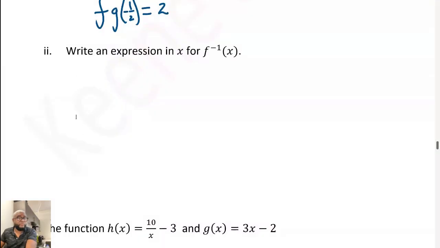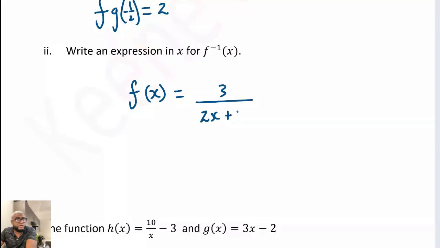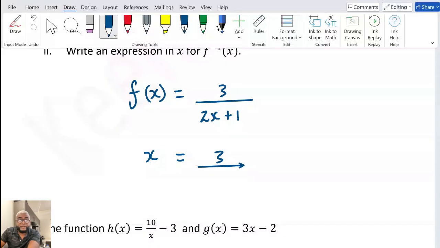Let's go. First step. What's step 1? Write the function. What is 3 over what? 2x plus 1. What's step 2? Replace f of x with y, right. And then what's the next step? Replace x with y, right?